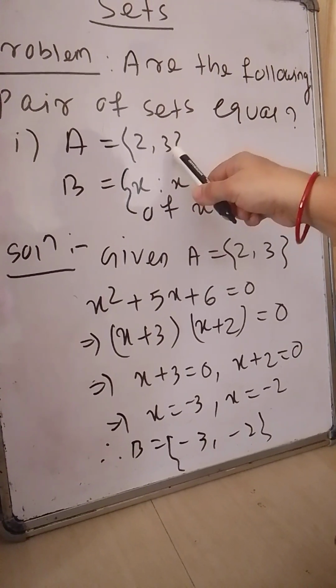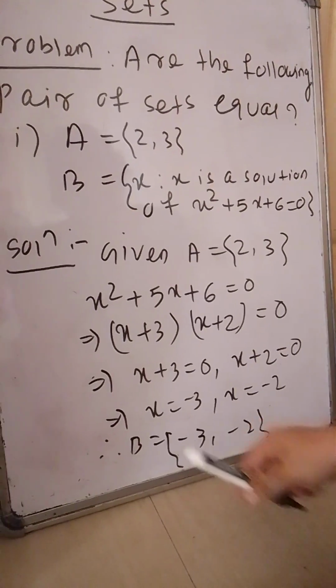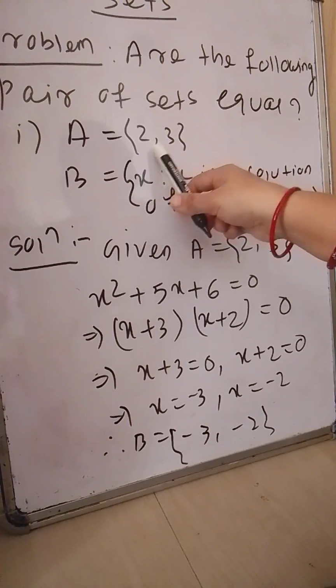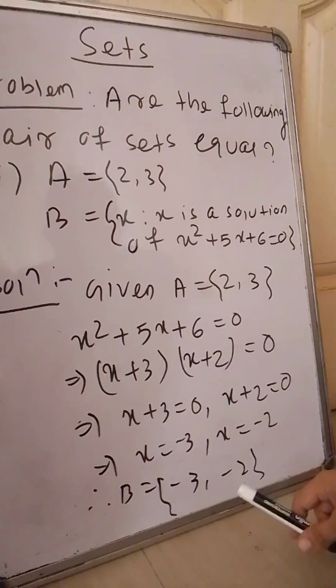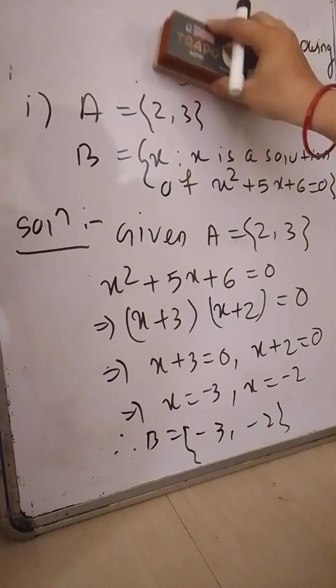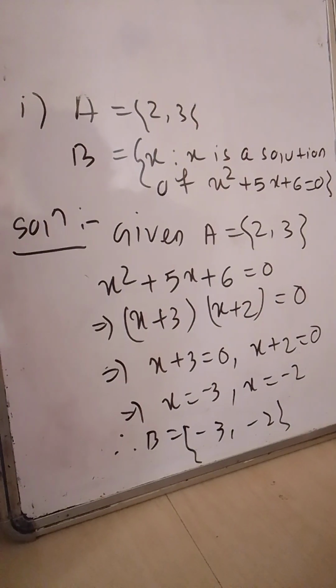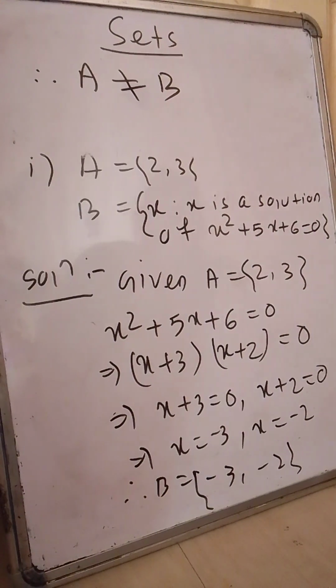Second element of A is 3. Does 3 belong to set B? No, 3 does not belong to set B. So each element of A is not in set B. Therefore the second criterion fails. So A is not equal to B. Therefore set A is not equal to set B. Based on the previous class, I will post some homework questions, so you try to solve those.